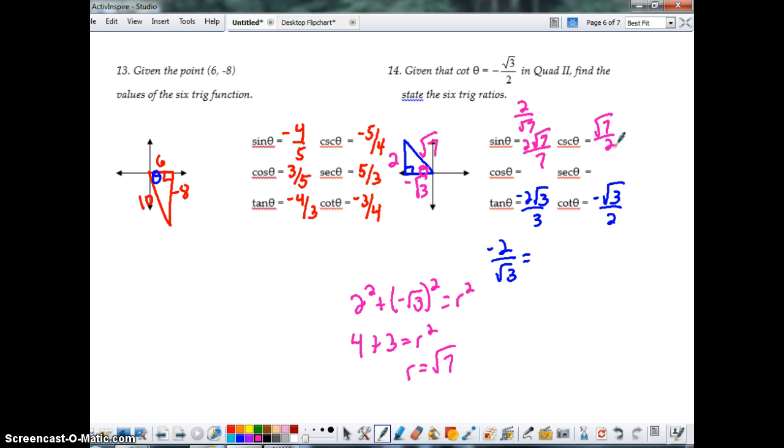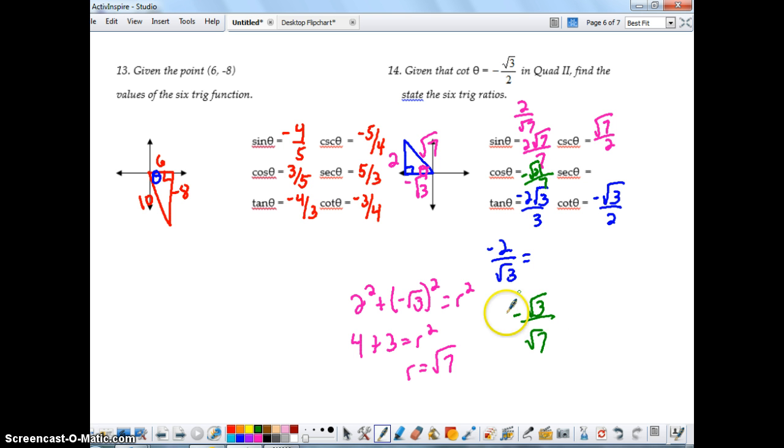All right, cosine, I'll do this in another color so you can see it. Cosine is going to be the adjacent, which is the -√3, all over the hypotenuse, which is √7. So again, that's -√3 all over √7. Multiplied by √7 on top and bottom, so that becomes -√21 all over 7. When you flip that, that's going to be -√7 over √3. Now you're multiplying by √3 on top and bottom, you get -√21 all over 3.